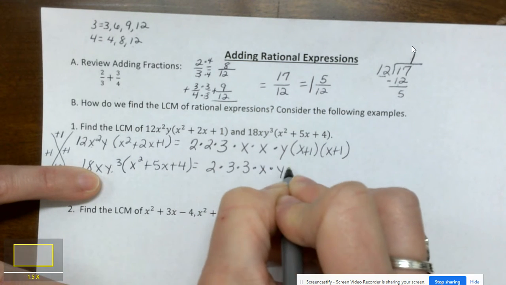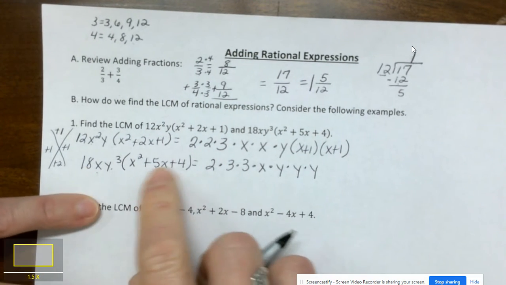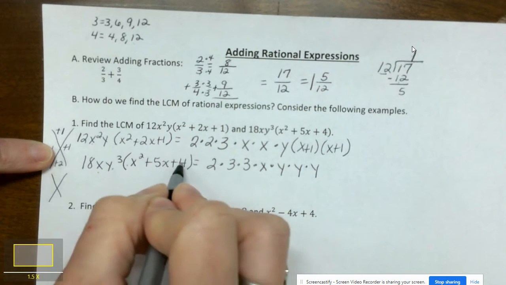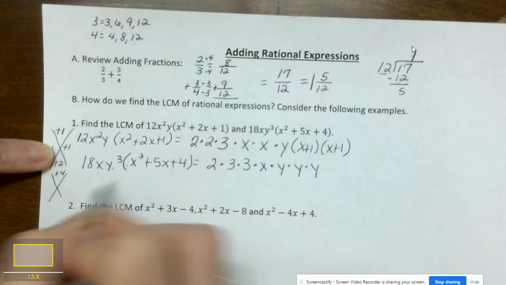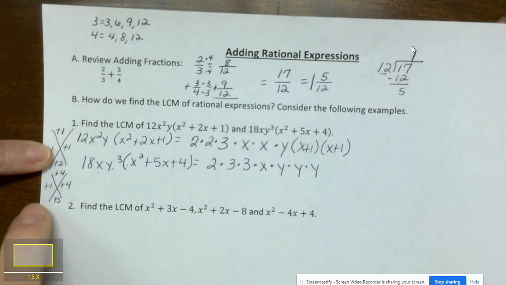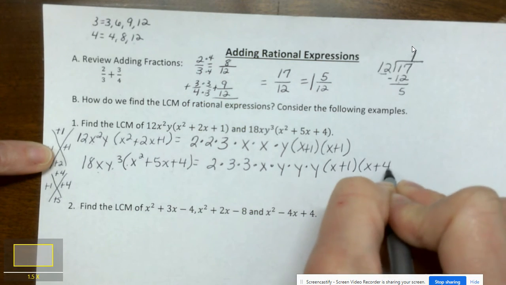So we're going to do y times y times y. And then we've got to factor this x squared plus 5x plus 4. So we need to get 1 times 4, positive 4, and add to get a positive 5. Well, that's going to be a positive 1 and a positive 4. 1 times 4 is 4, and 4 plus 1 is 5. So that's going to be x plus 1 times x plus 4.